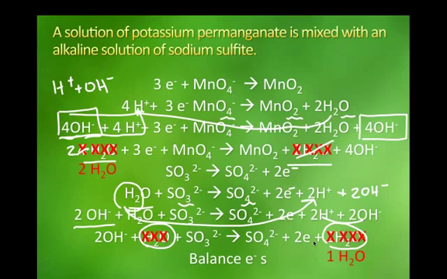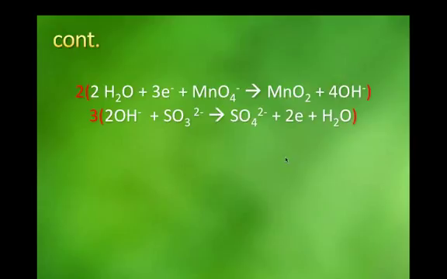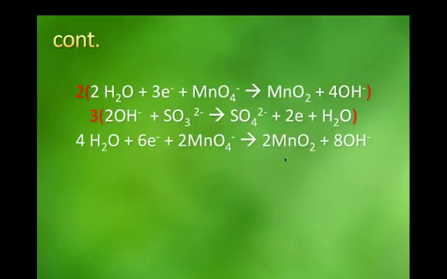And then there's balancing the electrons. I had 2 electrons in this reaction and 3 electrons in this one. Any ideas? So we need to balance the electrons. We'll use the least common multiple for that. To get to the least common multiple of 6, I multiplied the one with 3 electrons by 2 and the other one by 3. So there's the result of that.